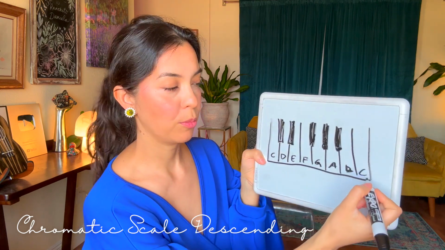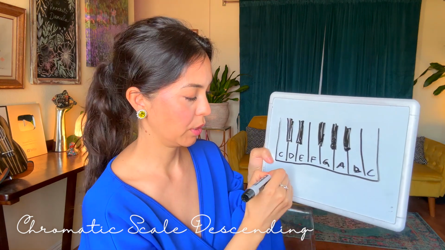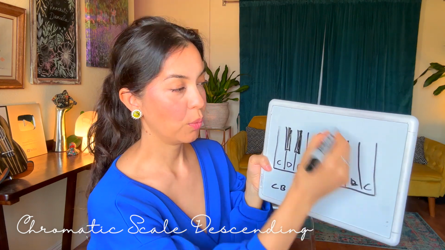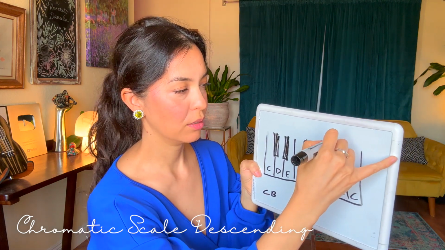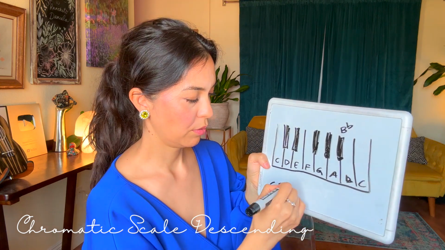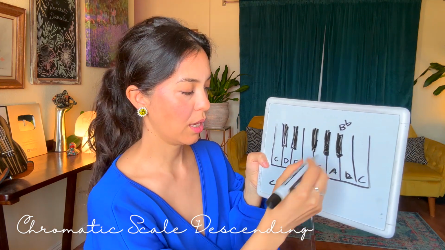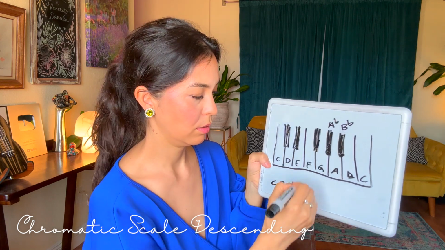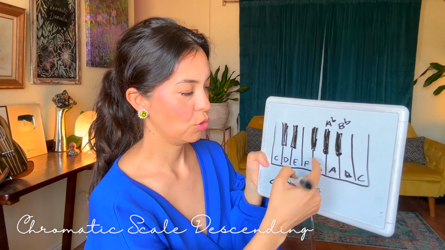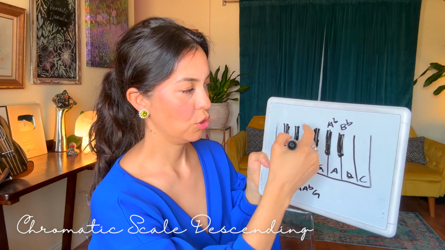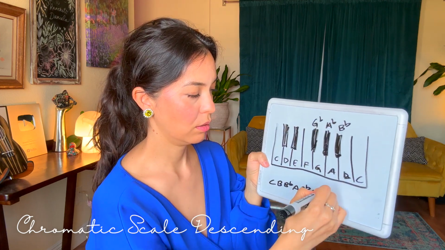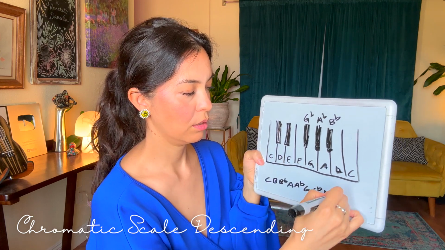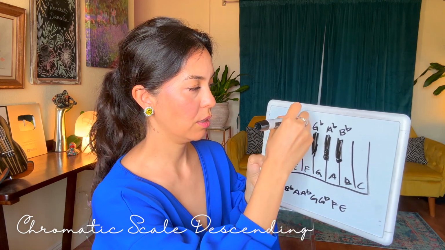So we're going to start from over here. Look up. We're going to start from over here. C, B. Going down, we're going to call this B flat. B flat. A. Going down, we're going to call this A flat. G. G flat. F. E. Going down, we're going to call this E flat.